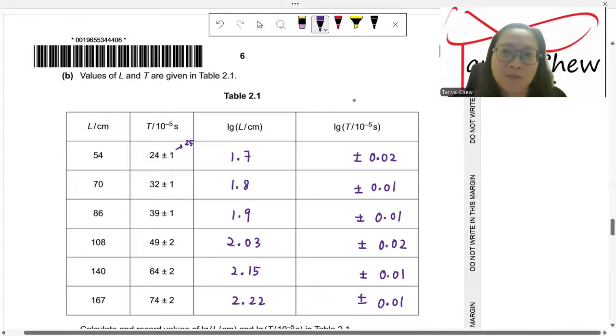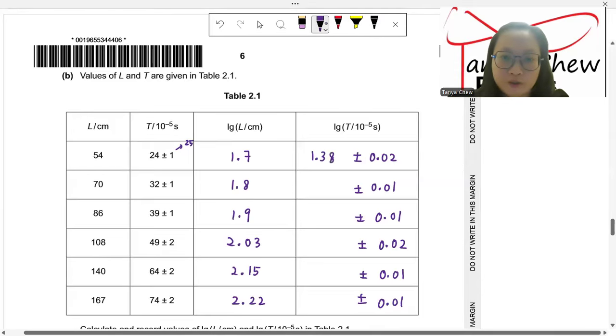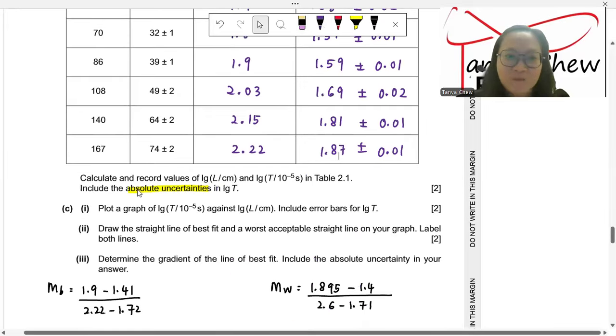Now, since I got all my absolute uncertainties, it is very easy for me to fill in my log T values. Log 24, I put it in terms of 2 decimal places, which is 1.38. Log 32, 2 decimal places as well, 1.51. Log 39, 2 decimal places, I put it as 1.59. Log 49, 2 decimal places, which is 1.69. Log 64, 2 decimal places, 1.81. Log 74, 2 decimal places, 1.87. Done.